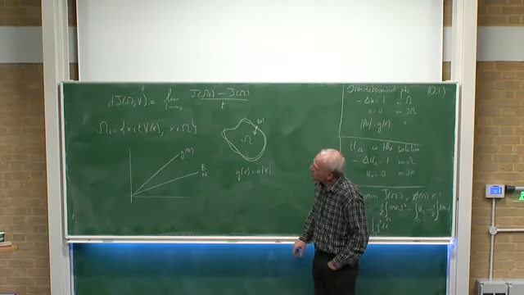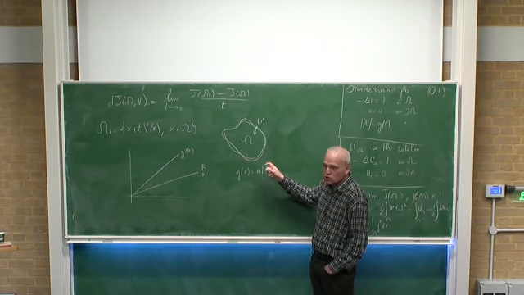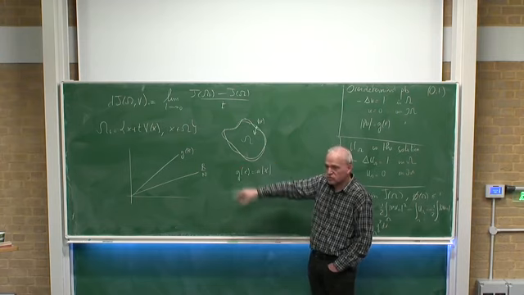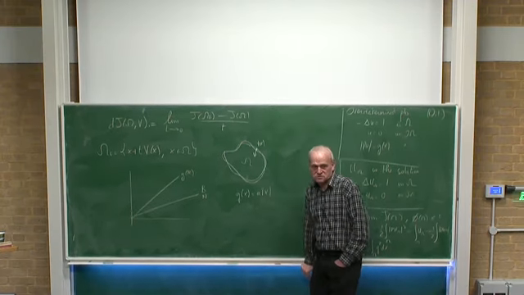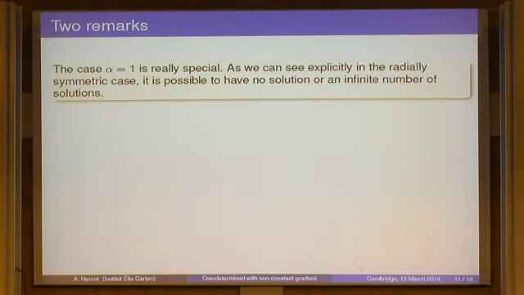Now for any other value of the exponent here, you will get a unique solution for my picture, which is that. So this is what I mean by claiming that the case alpha equal to 1 is really special.